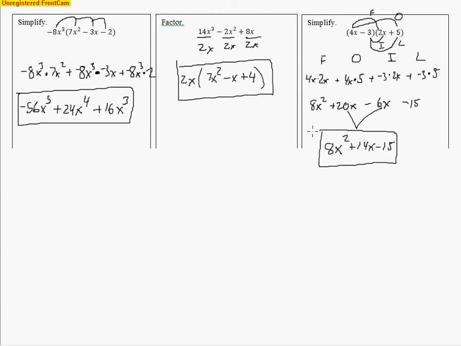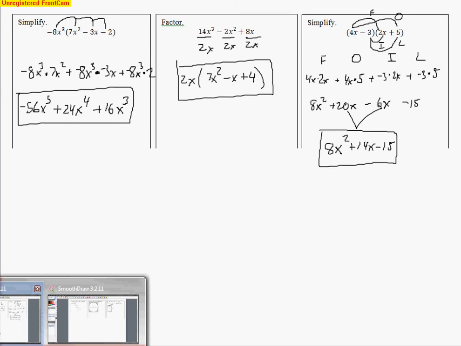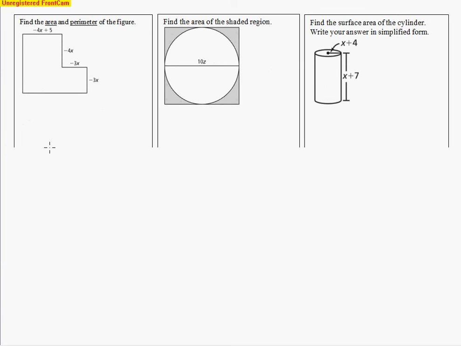And then the next one I have here is my area problem and a perimeter problem. So I'm going to break this into two different shapes. There's two ways to do the area. You can either make a large rectangle and subtract this section, or you break it into two rectangles and just add them. And I'm going to choose to do that.